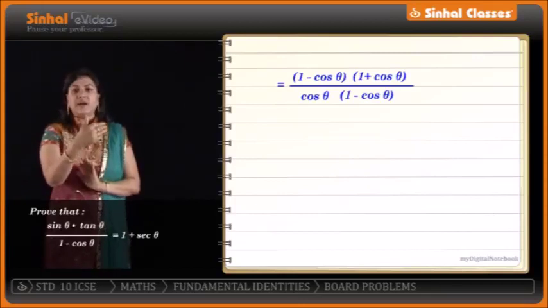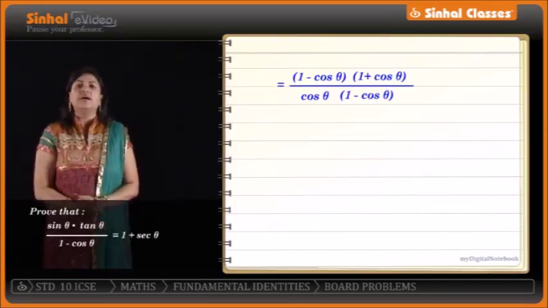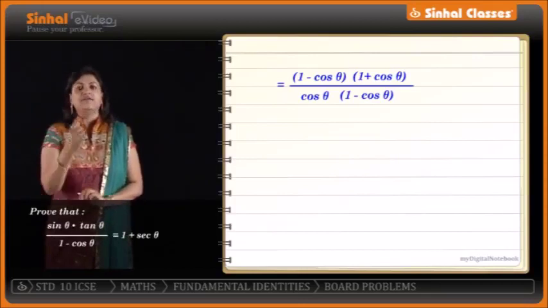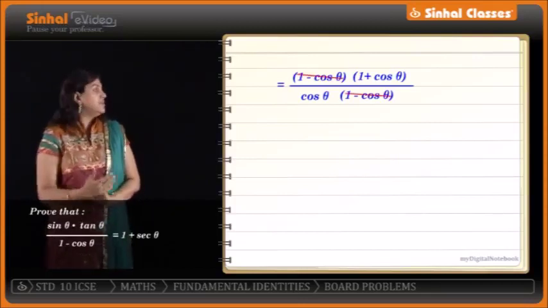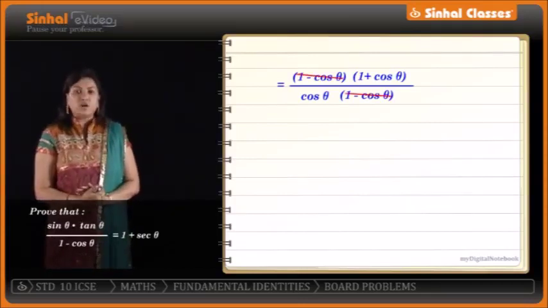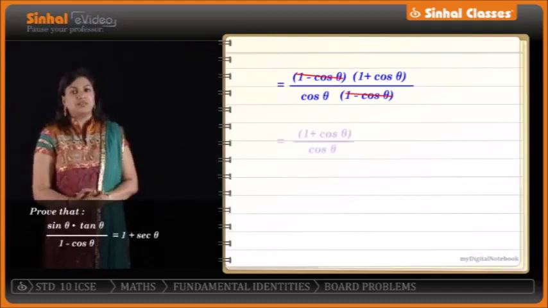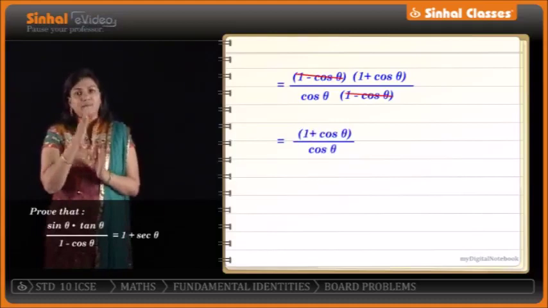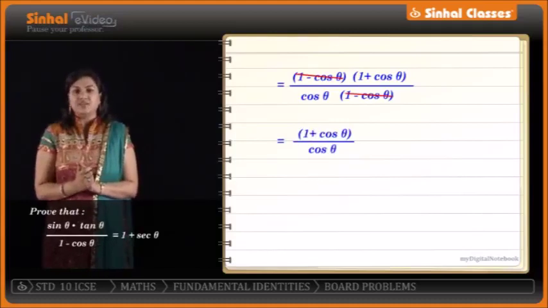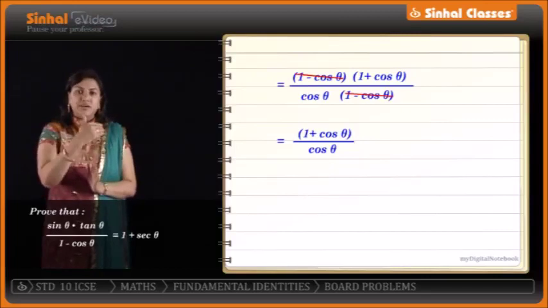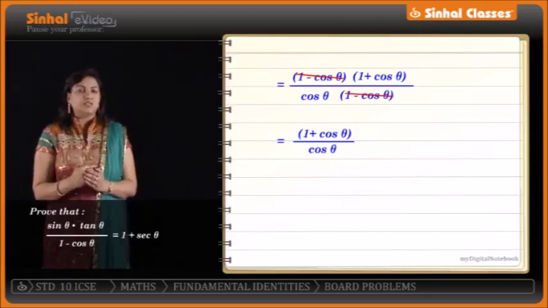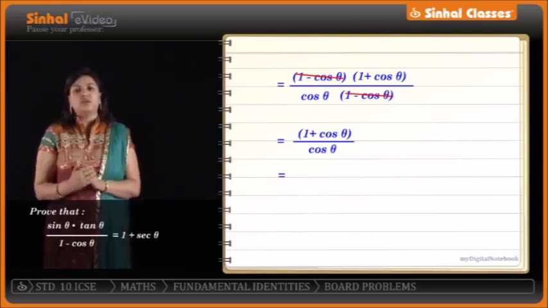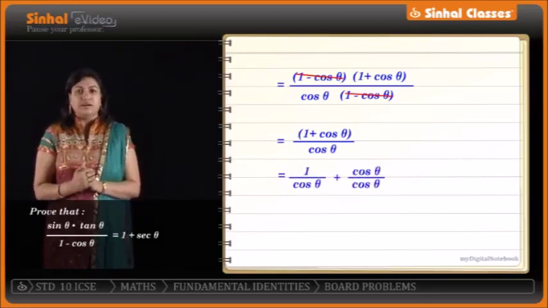Now we have 1 minus cos theta in the numerator and denominator. We can cancel. We are left with 1 plus cos theta upon cos theta. Now we want 1 plus sec theta in the RHS. So we separate the denominator, that is we write 1 upon cos theta plus cos theta upon cos theta.